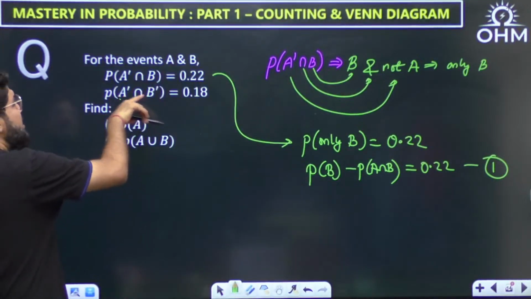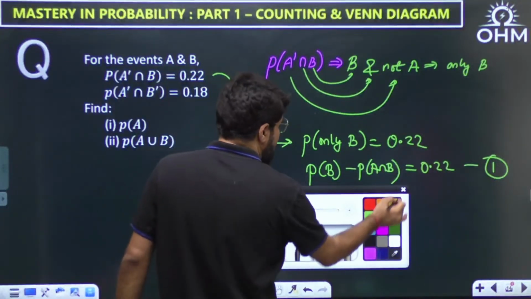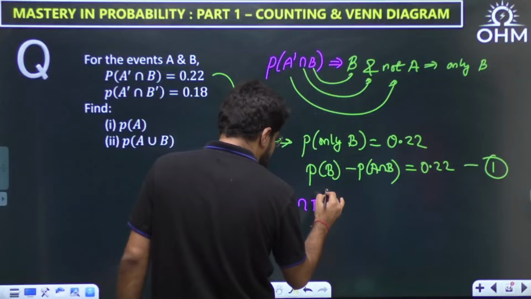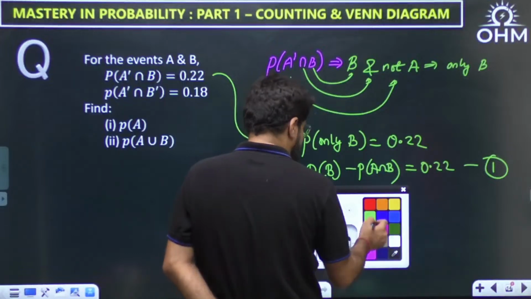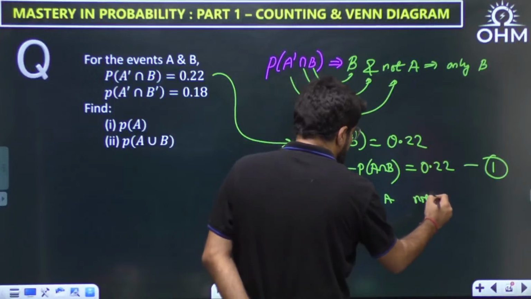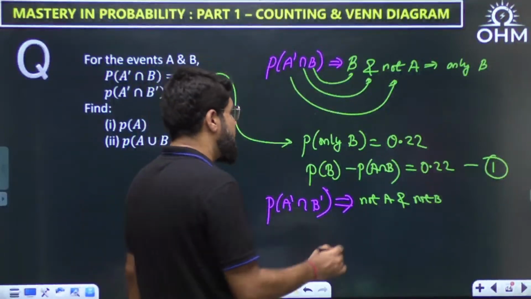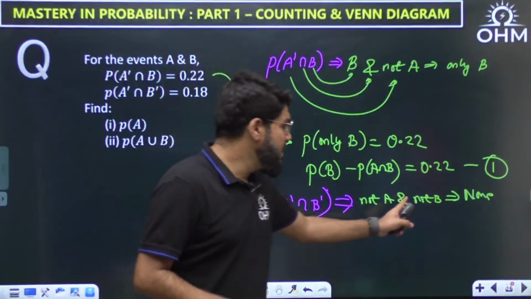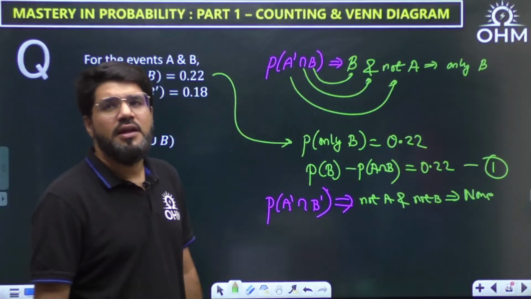Next is A dash union B dash. Just now we learned about this. What is this now? The next condition coming up is probability of A dash, intersection, sorry, not union, intersection B dash. So what is that? A dash is not A. B dash means not B. Intersection means and. Neither A nor B. None of them should occur. A should not occur, B should not occur. Both should not occur. So that means none of the events occurs.